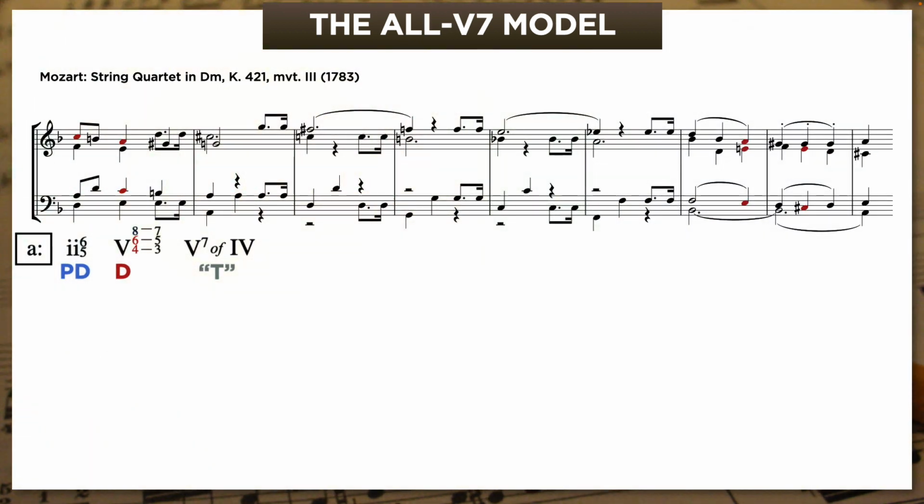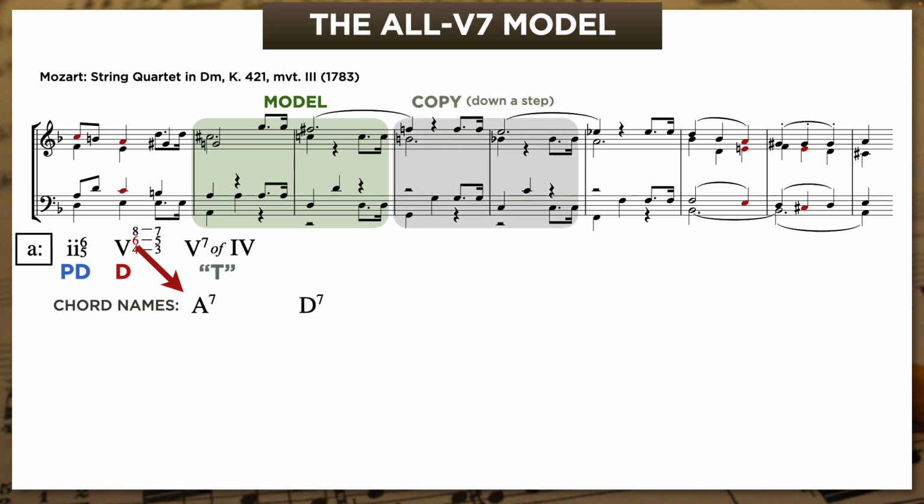But before we start worrying about Roman numerals, let's just get the chords themselves down, lead sheet style. The model takes us from A7 to D7. Then the first copy takes us from G7 to C7. And then there's a half copy where F7 resolves to just a plain old B flat major triad.